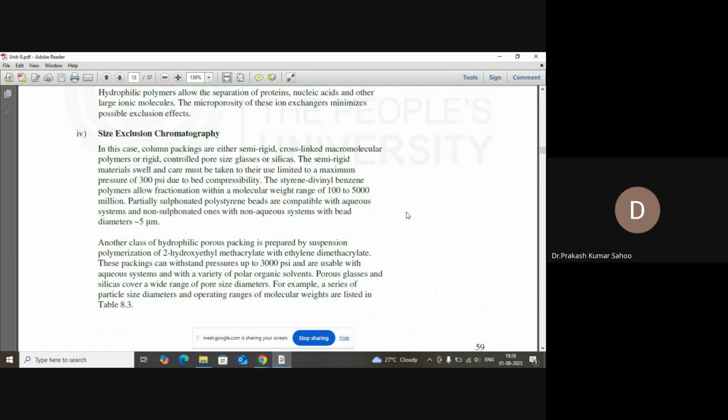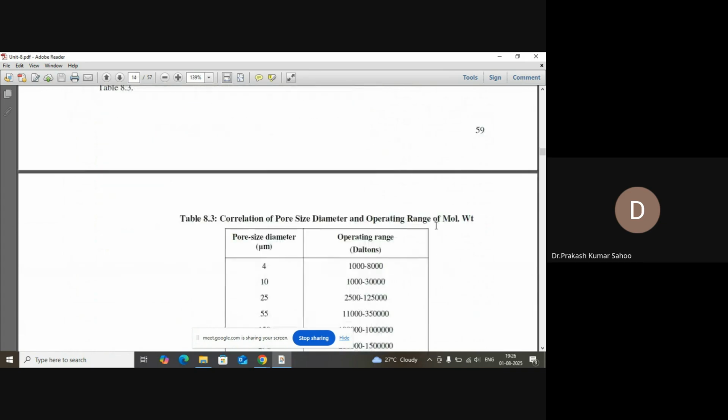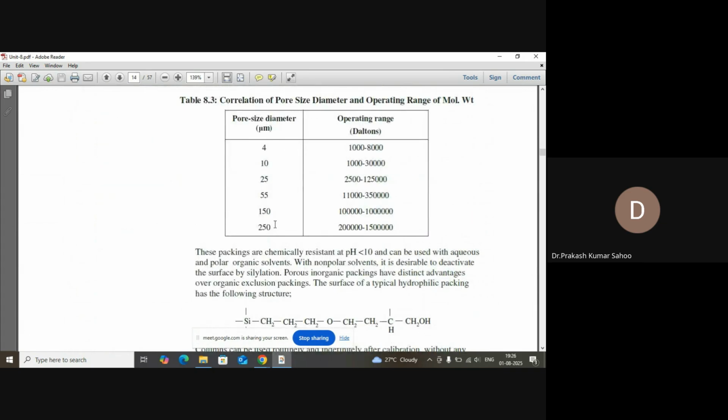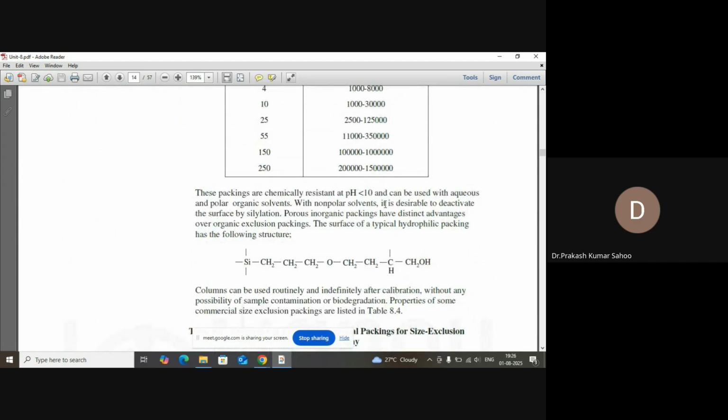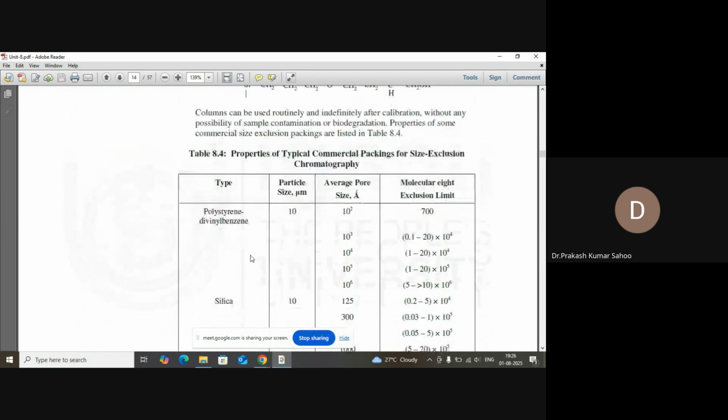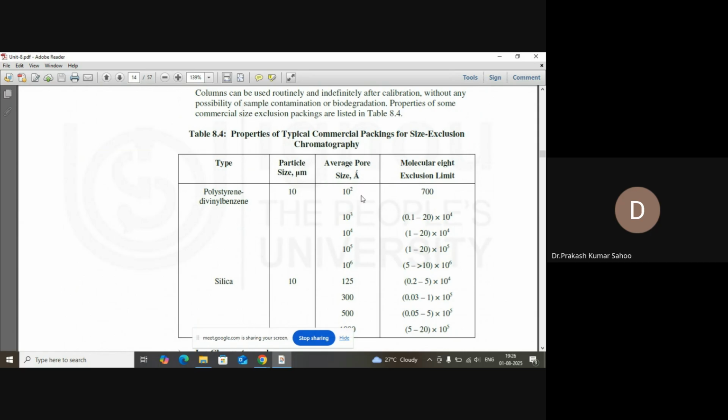In size exclusion chromatography, higher sized particles are excluded from the lower sized particles. So this is size exclusion. The smaller particles get separated first, followed by the larger ones. Here the dimension of the particle size is there, the operating range is there. According to the pH, the different particles get separated. That is the type, particle size, average pore size, and molecular weight exclusion limit.